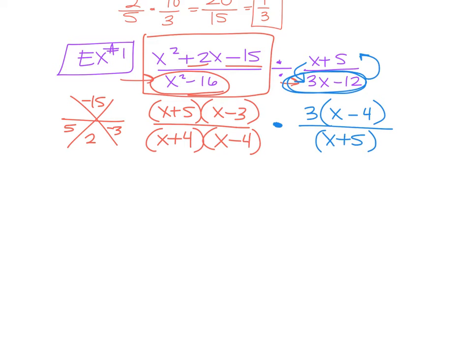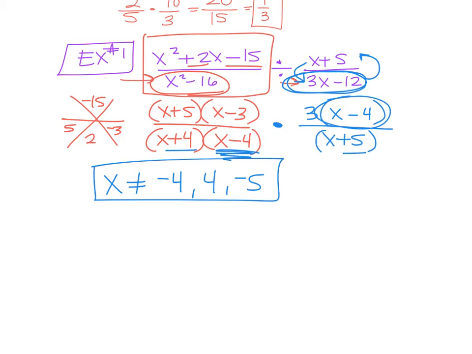So here's where you got to think, what are my restrictions? X cannot be what? Negative 4, positive 4, and negative 5. This technically was in the denominator and is not anymore, but because it was, we have to factor it in, but we already used that one, right? X minus 4. So these would be your restrictions.